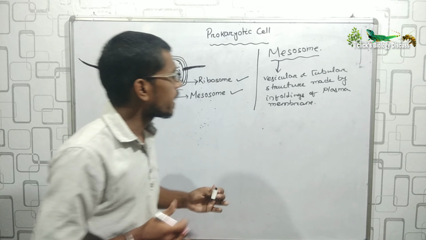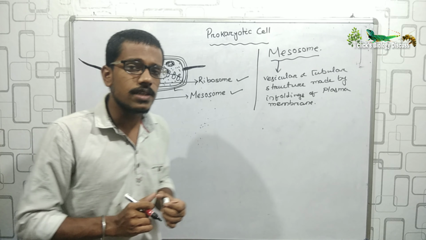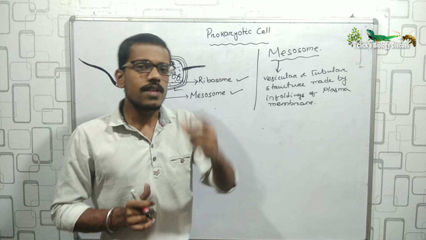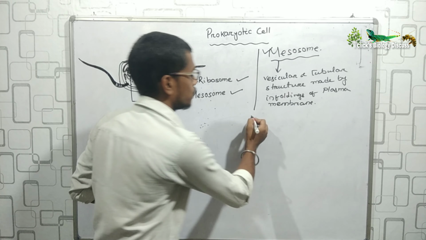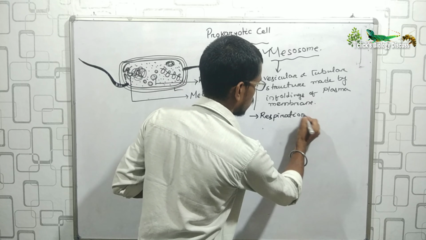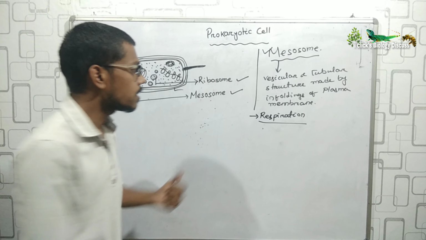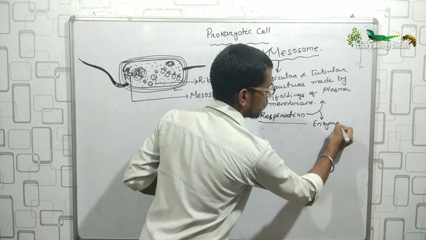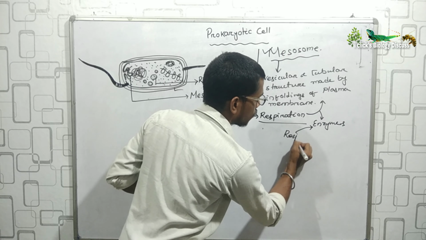It is believed that the mesosome helps in the respiration process. Why is this believed? Because some enzymes which are responsible for the respiration process are present on the mesosomes. That's why it is believed that the mesosome may help in respiration, because it contains respiratory enzymes.